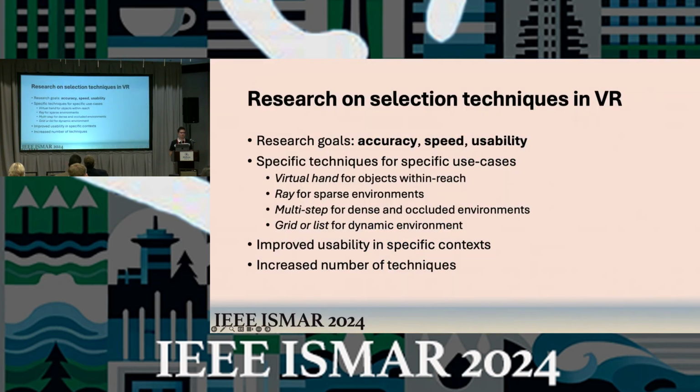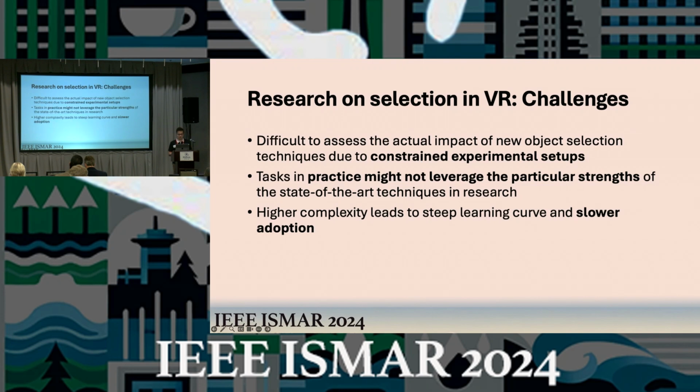So selections are some of the most common interaction techniques in virtual reality. And as researchers, we focus on accuracy, speed, and usability of these techniques. To show the effectiveness of our specific techniques over alternatives, we tend to design environments where our new technique will outperform the alternatives. This approach improves usability in specific contexts, however, it has some drawbacks. The first issue is that constrained experimental setups lead to difficulty in assessing the potential impact of our new techniques. And it's unclear whether UX would actually improve because the selection scenarios in practice might not leverage the same set of strengths that makes our techniques better in experimental setups.